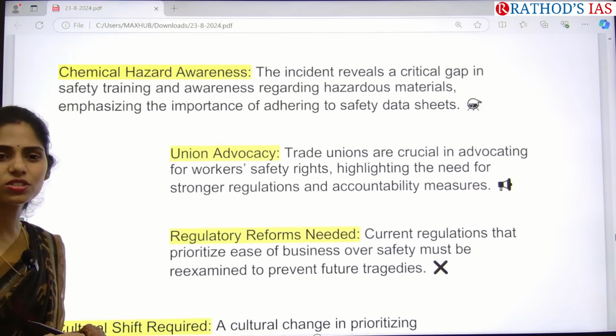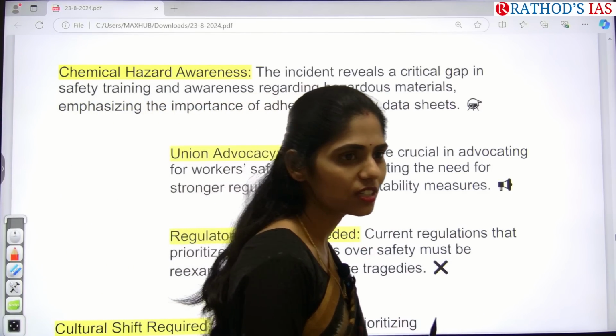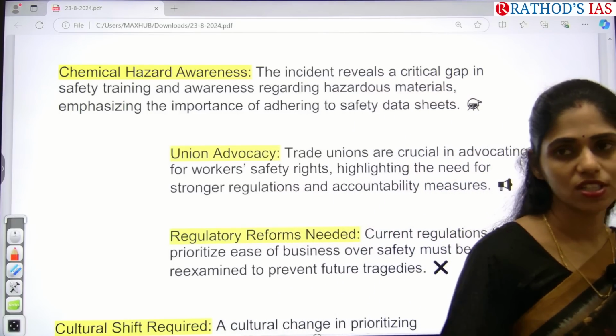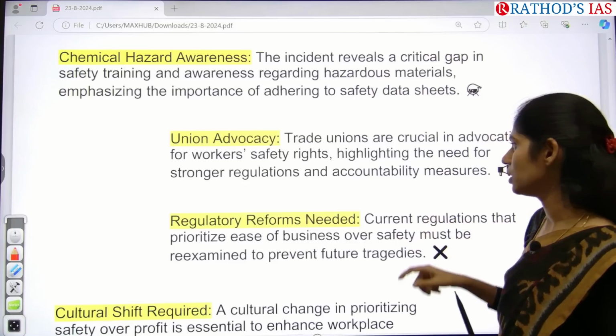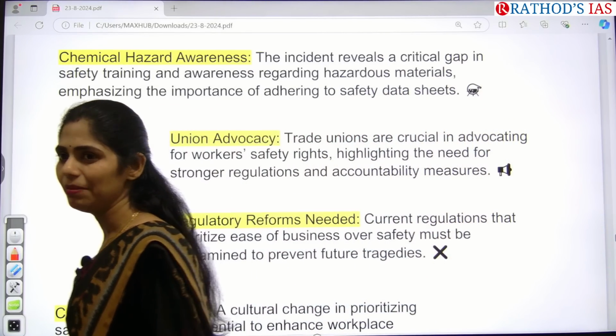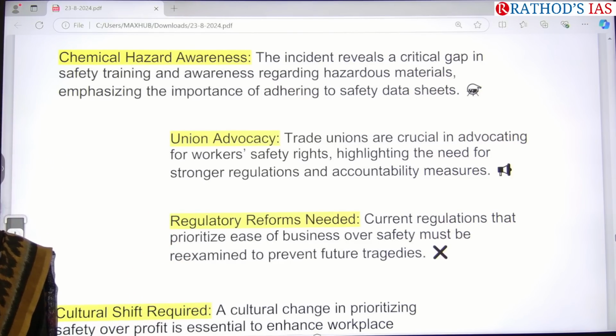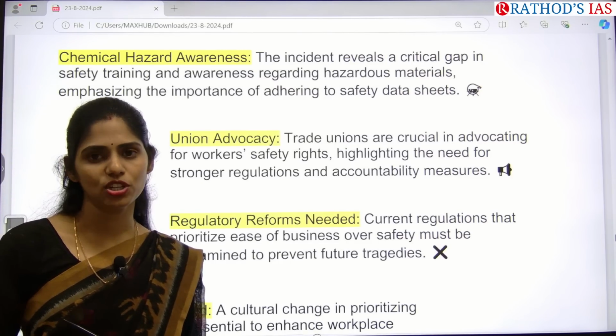And do you know about trade unions? For everything we have unions. For autos also we have unions. For workers we have unions. Now these workers are fighting for their worker safety rights. But there are some inbuilt problems in these trade unions, that is there are no proper regulations, there are no proper accountability measures.